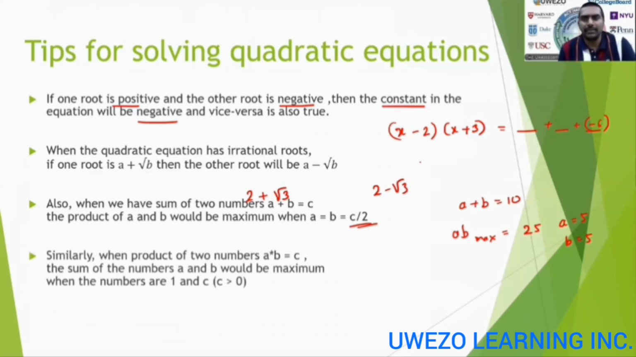Again, similarly, if the product of two numbers is given, suppose the product of two numbers is 10, then the sum is maximum when you split it as 1 times 10. So the maximum sum would be 11.